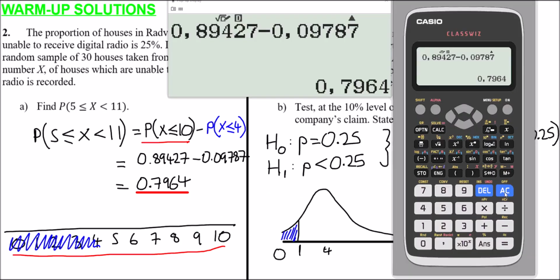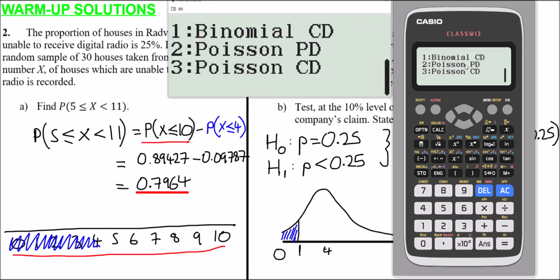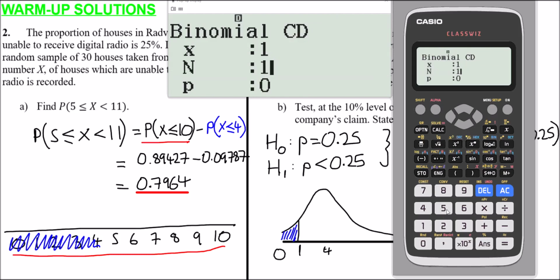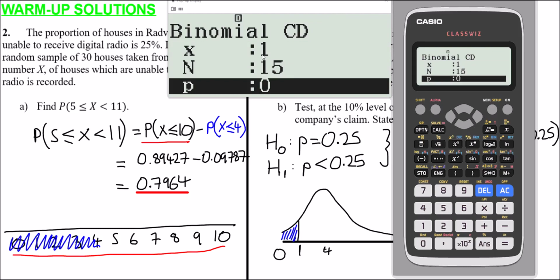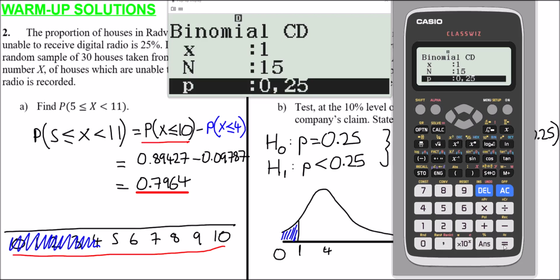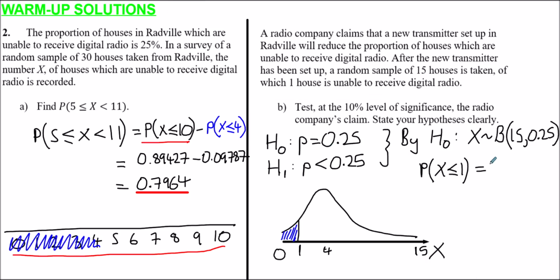So if we press AC, menu, option 7, binomial CD, then option 2. So you want to work out the probability of just one house out of a total of 15, one or fewer houses, I should say, out of 15, having no signal, where the chance of no signal is 0.25. Now this comes out at about 8%, as you can see, 0.0802.